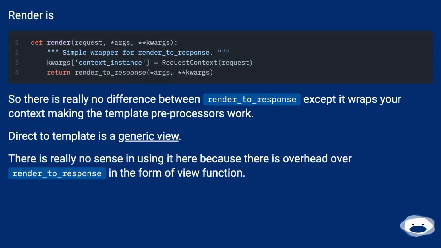So there is really no difference from render_to_response except it wraps your context making the template preprocessors work. direct_to_template is a generic view. There is really no sense in using it here because there is overhead over render_to_response in the form of a view function.